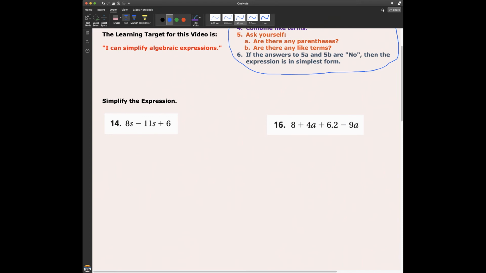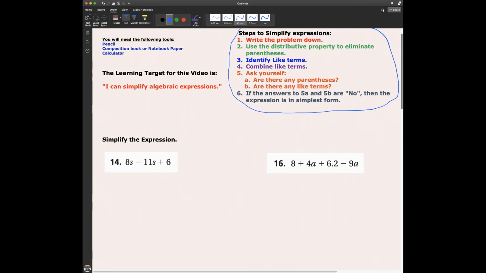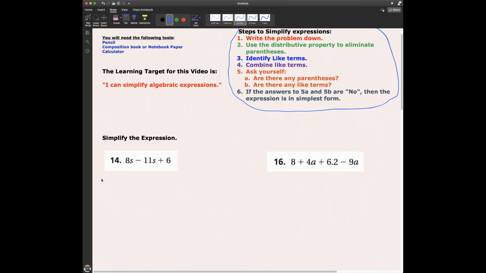All right, so step one above here, I'll try to leave this up here so you can see for the first couple, is write the problem down. So let me write it down: 8s minus 11s plus 6. The second step says use the distributive property to eliminate parentheses. I don't need to use a distributive property. There are no parentheses, so I can skip that step.